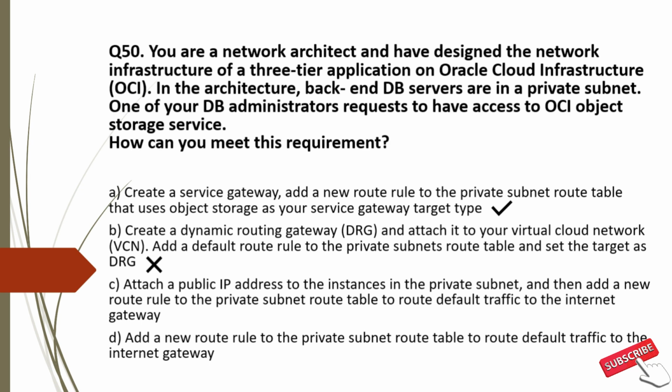Option C, attach a public IP address to the instances in the private subnet and then add a new route rule to the private subnet route table to route default traffic to the internet gateway. In a private subnet, you can't attach a public IP. You have to use NAT. So this is incorrect too. Option D, add a new route rule to the private subnet route table to route default traffic to the internet gateway. This is also incorrect. So the correct option for question 50 is option A.